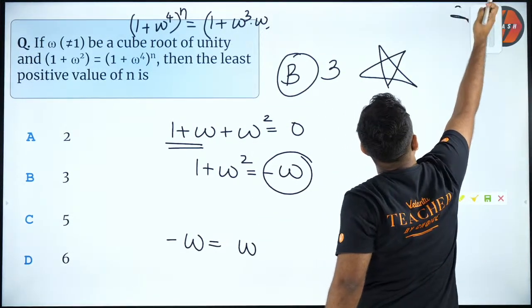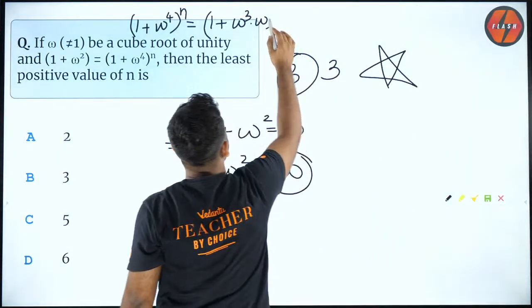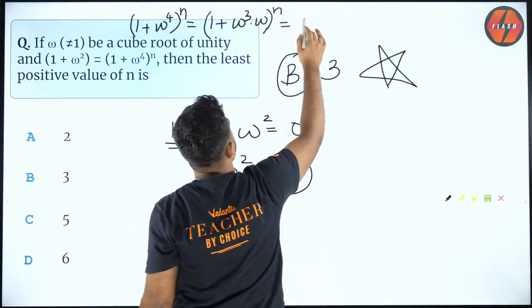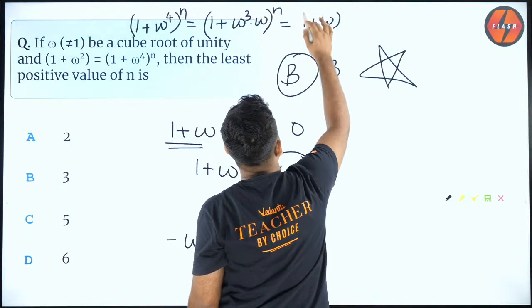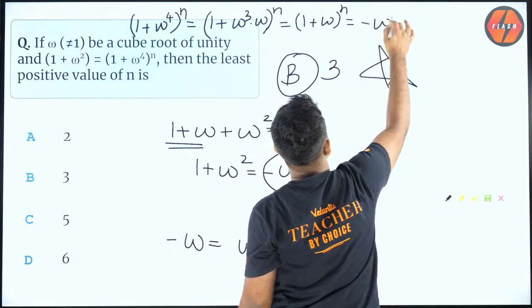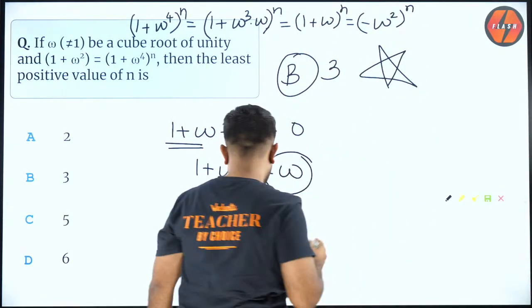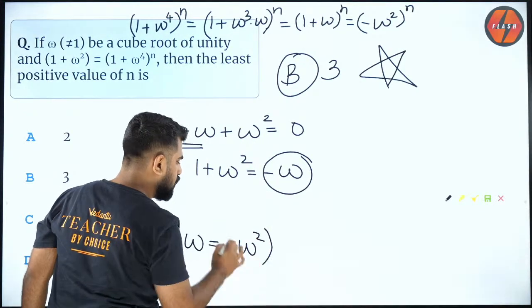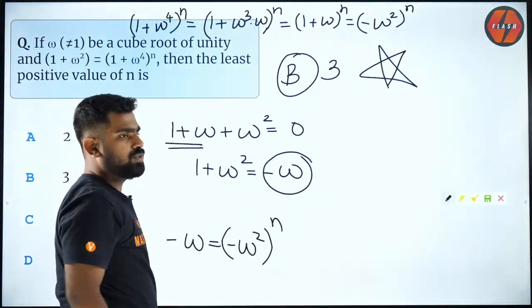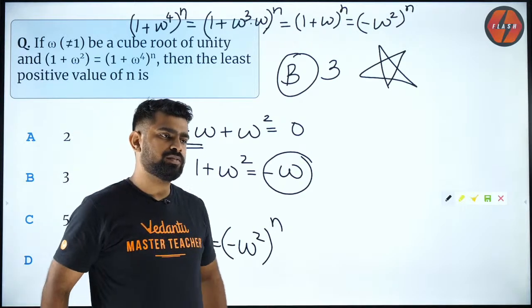Okay. So this is (1 plus omega) whole power n, which is (minus omega square) whole power n. So this will be (minus omega square) whole power n. So now you guys can try to solve it.